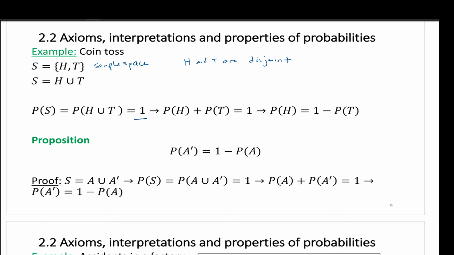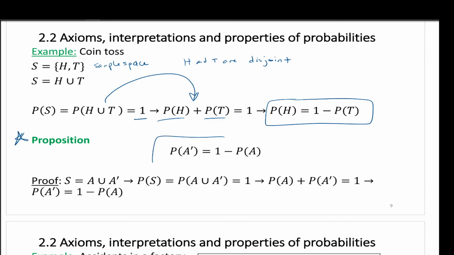So this one can be broken up into these two. Probability of heads plus probability of tails equals 1. And so then we could subtract probability of tails from both sides and get that the probability of heads is 1 minus probability of tails. Of course, we know this already, like 0.5 is 1 minus 0.5. So not a big deal, but the important thing to note is this proposition.